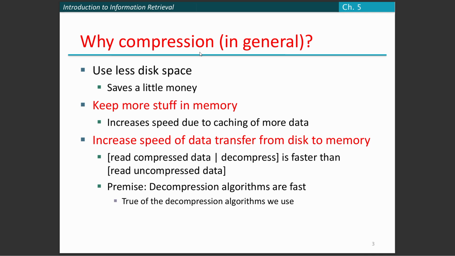So here you are able to see on the screen that it uses less disk space. It also saves a little money, keeps more stuff in memory, and increases speed due to caching of more data. Cache is nothing but the high speed memory of the primary. It also increases the speed of data transfer from disk to memory. Okay, so for these things, index compression is required.